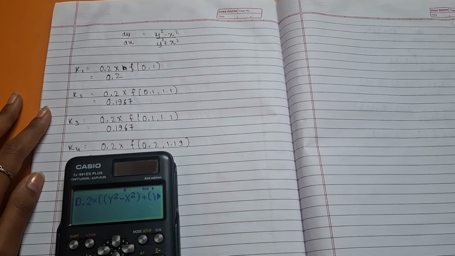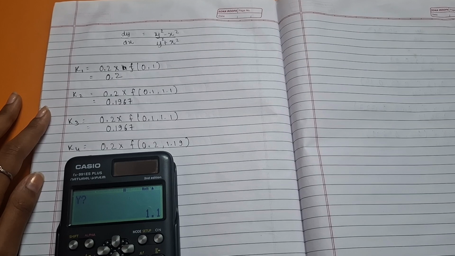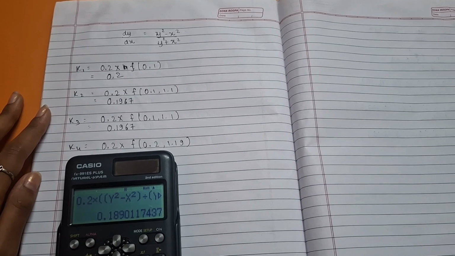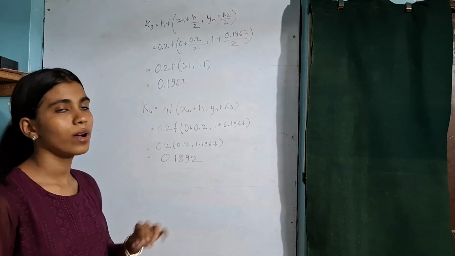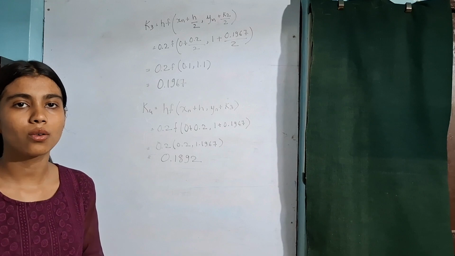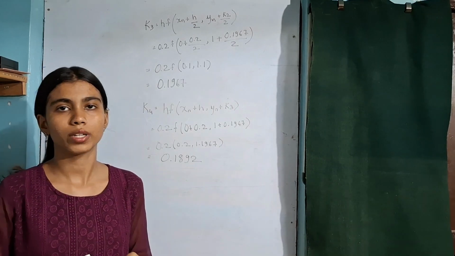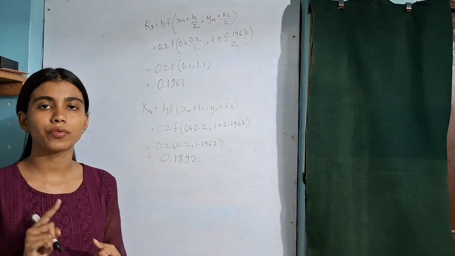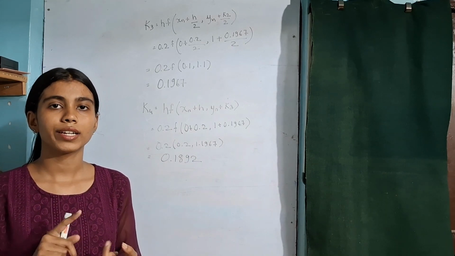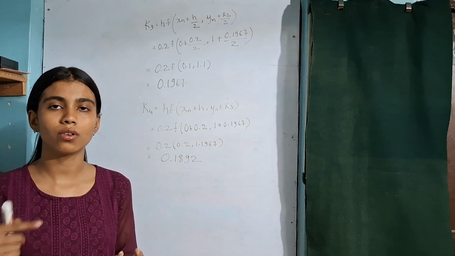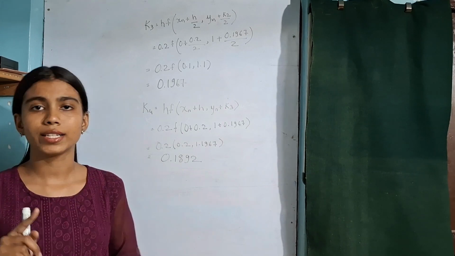For K4, get your equation back, press the calculate button, put the value of y as 1.1967, put the value of x as 0.2, and then you get the value for K4 as 0.1892. So after you put the values, you got K4 as 0.1892. It's a very easy process to find the answers of K1, K2, K3, K4. The only trick you have to know is you have to remember the formulas nicely and understand what is x0 and y0. The first x0 and y0 is given in the question itself, then you know all the remaining values also. All the values are easy to find.